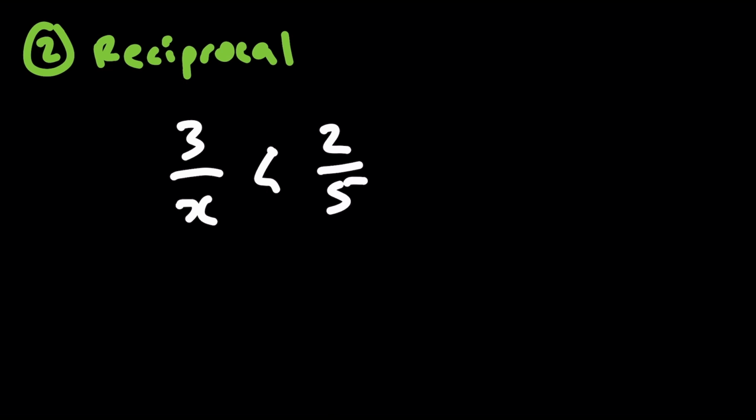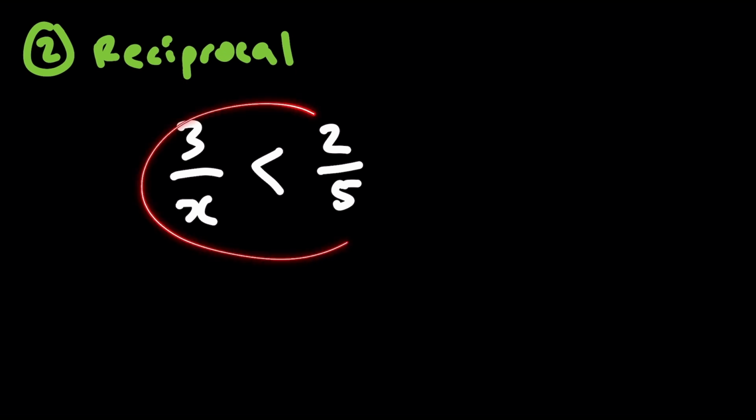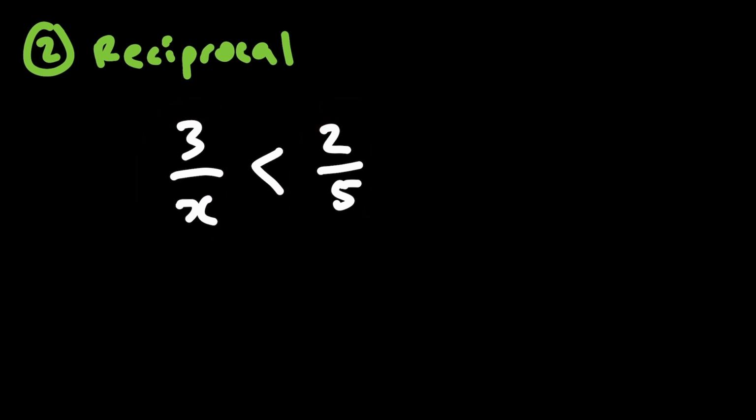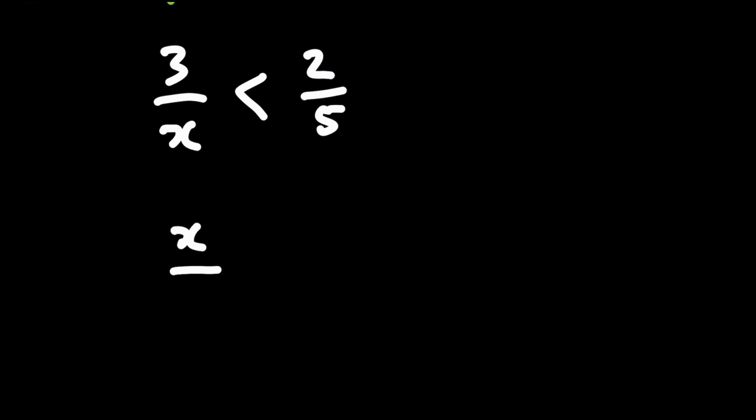So let's take an example like this: 3 divided by x is less than 2 over 5. So again, let's just pretend like we're solving this as though it's a normal equation with an equal sign, pretending it's equals. So what I would do in this situation is I would take the reciprocal of both sides. And another way of saying taking the reciprocal of both sides is doing to the power of -1. But in this case, I'm just going to take the reciprocal. So when I do this, I get x over 3 is less than 5 over 2.